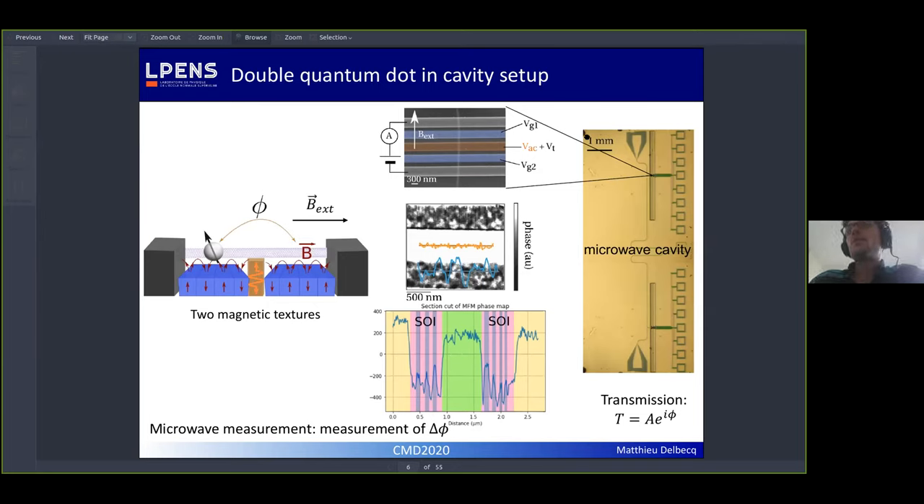This device is embedded in the microwave cavity, as shown here on this optical micrograph on the right. And we will use the tools of circuit quantum electrodynamics to investigate this device. In the first experiment that I showed in the previous slide, we could infer the synthetic spin-orbit interaction from transport measurements. But here we want to reveal the fact that we have two regions with different spin-orbit interaction, and it will be, if not impossible, very difficult to infer from purely transport measurements.